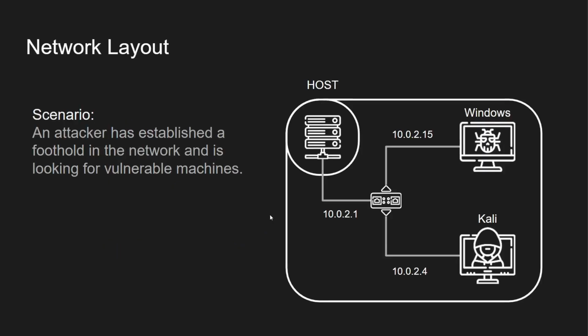And they will be set up in the following way as to emulate a scenario where an attacker has already gained initial access to the network and he is looking for more vulnerable machines to exploit. And we will have the Windows VM and the Kali Linux VM running inside of VirtualBox on the host and connected via a virtual bridge. It's important to keep in mind that we will have the Windows VM at the .15 IP address and the attacker at the .4 address.